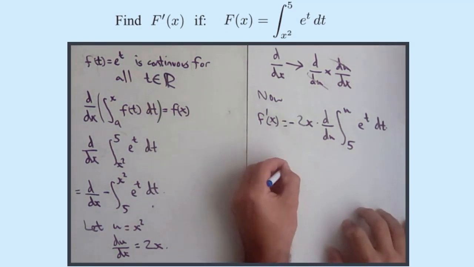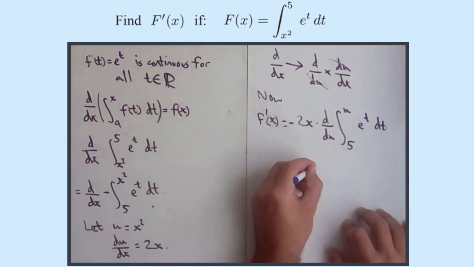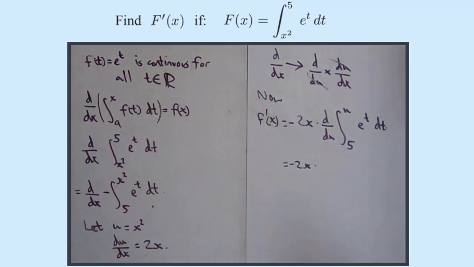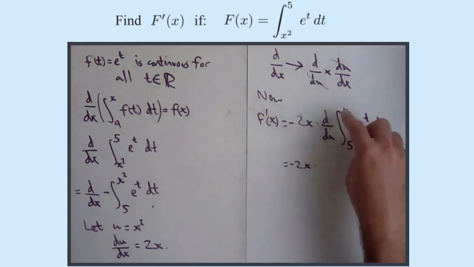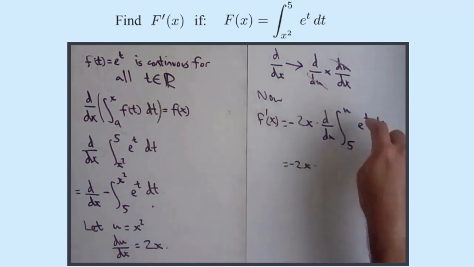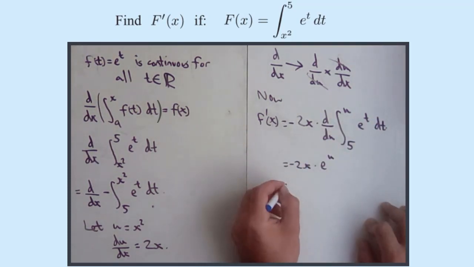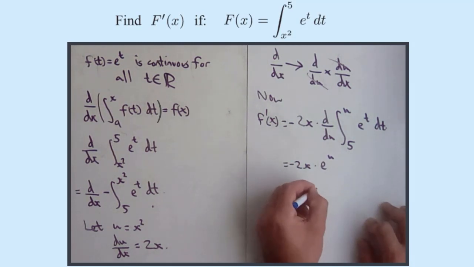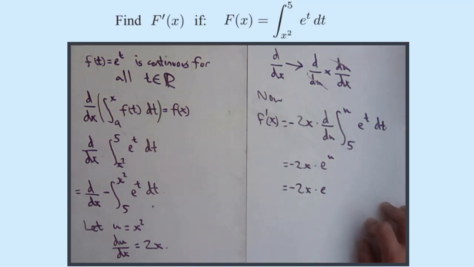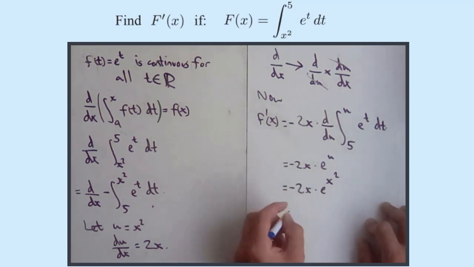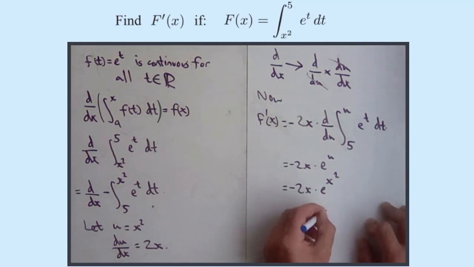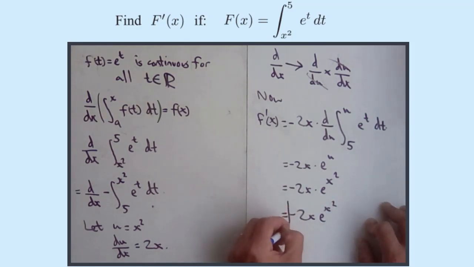So now this equals minus 2x times, now we're using the fundamental theorem of calculus on this bit, so this just becomes f of u, so it just becomes e to the u, which equals minus 2x times e to the, well, u was x squared. And so we can just tidy that up a bit: minus 2x e to the x squared. And that is our final answer.